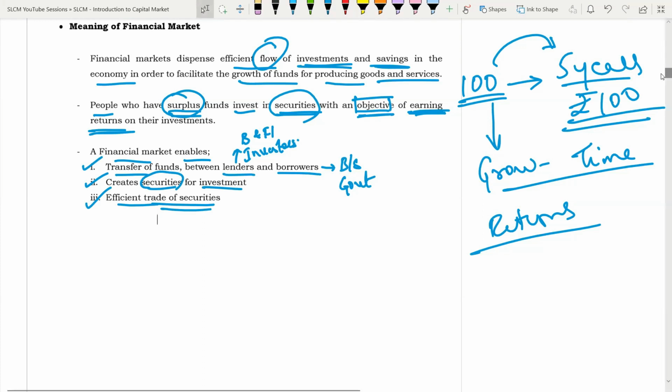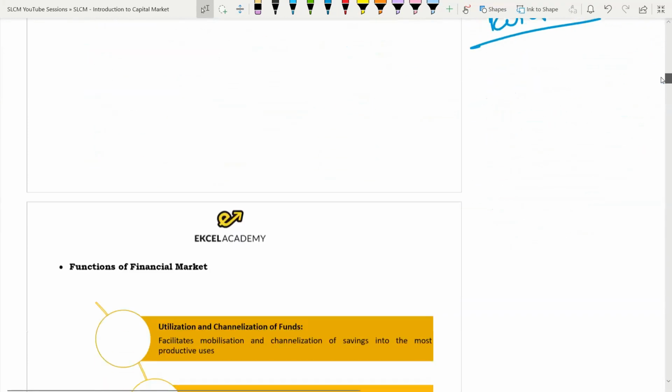People who have extra money, that money should be put into productive use by giving it to the people who are in need of those funds. So the main primary focus of the financial market is mobilizing and channelizing the funds from the lenders to the borrowers. Yes, so that is the financial market.